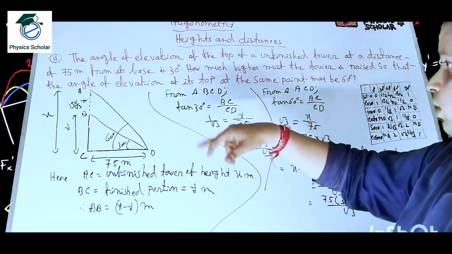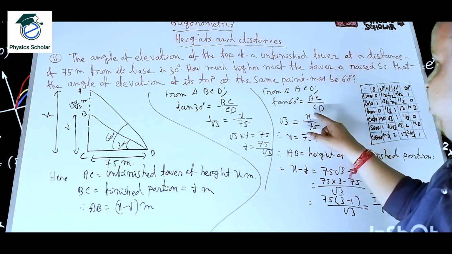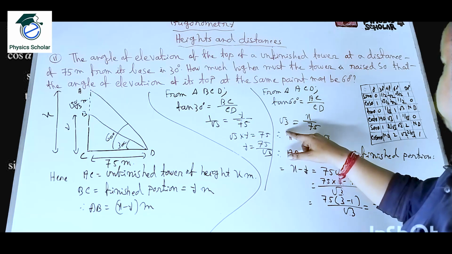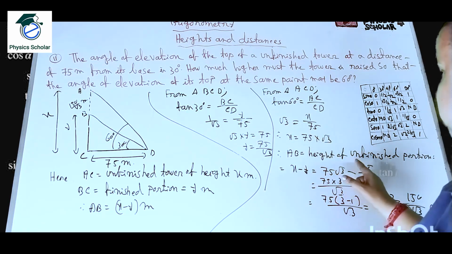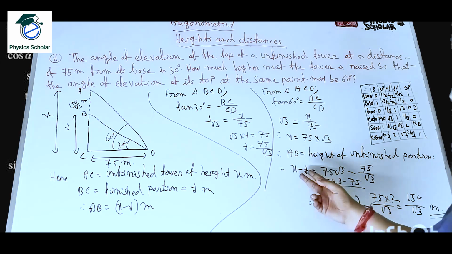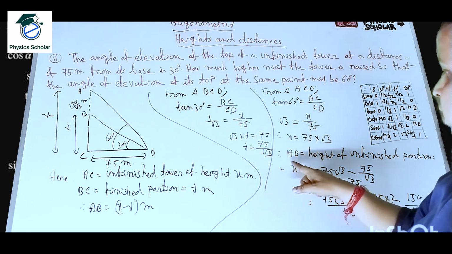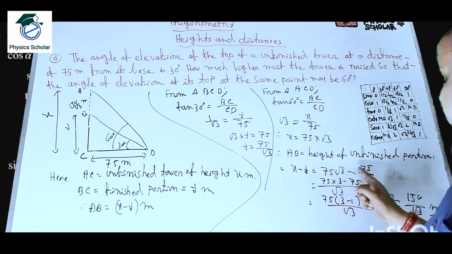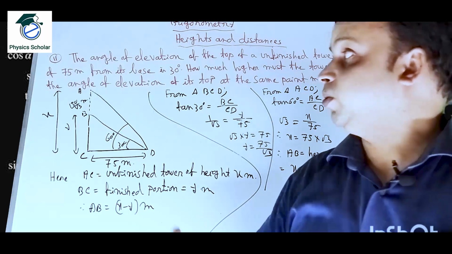So from this triangle ACD, clear. So tan 60 degree will be AC by CD. So tan 60 degree means root 3, clear. So x by 75, clear. So the height of the unfinished portion is x minus y. So the value of x is given. The value of x is 75 root 3 minus 75 by root 3. So this is coming, clear. So hope you have understood this, clear.